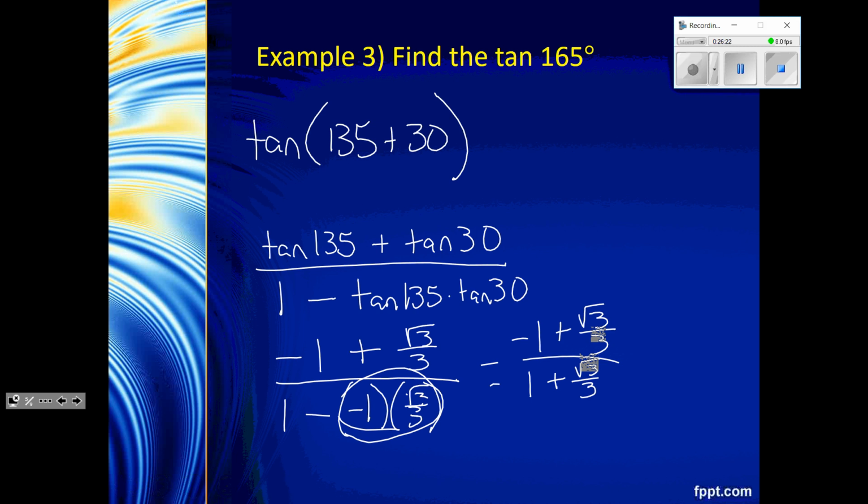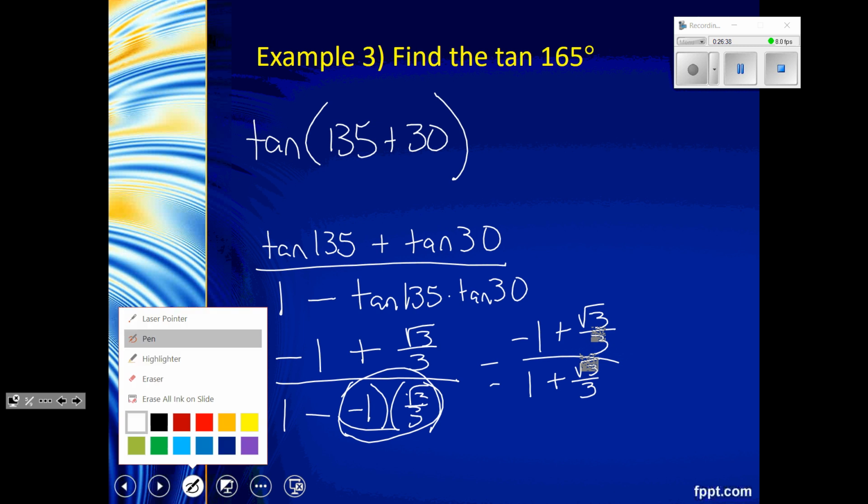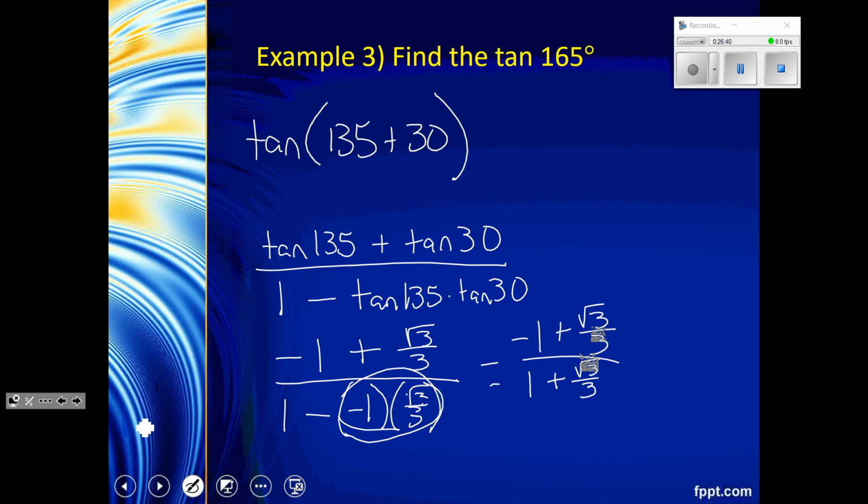Before you rationalize, check it out. What do I have right now? I have itty bitty little fractions within a big fraction. So what do I need to do before you rationalize? You need to fix your complex fraction. You can't just multiply a complex fraction by the conjugate. So I would times everything by 3 to begin with.